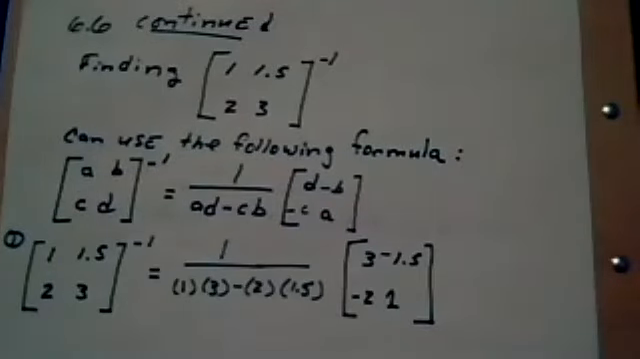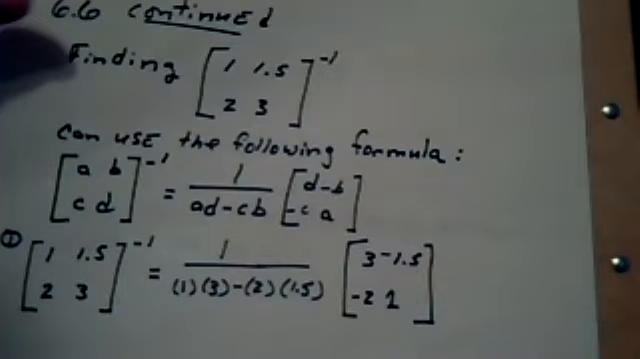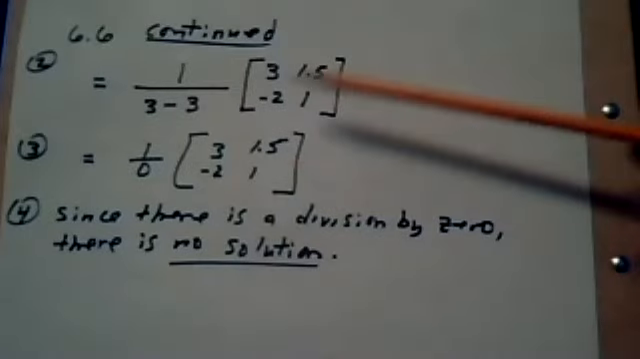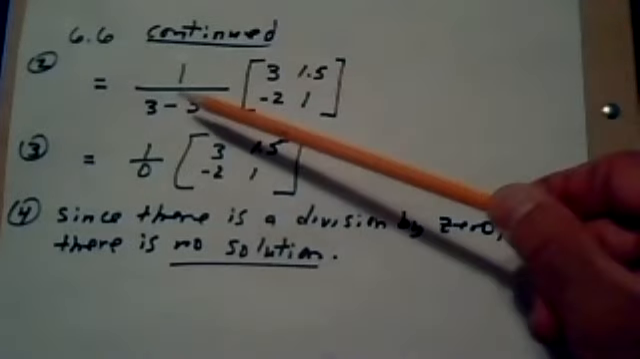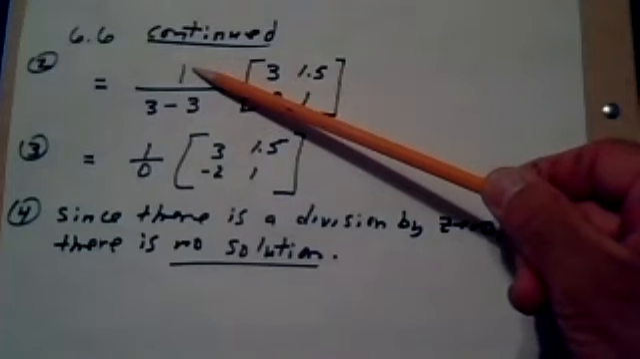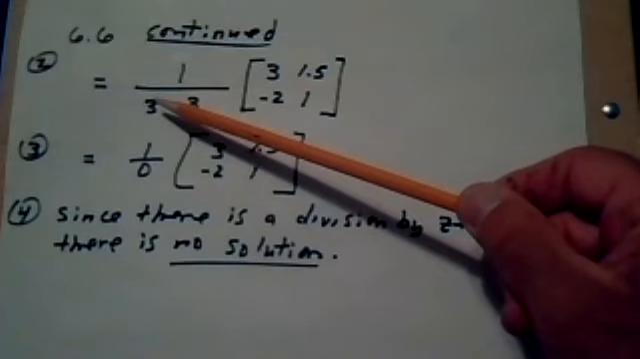Now you simplify, you do the multiplications. So notice right here in this case, you always have a 1 here. It's always 1 divided by these numbers. The way the formula says it's always a 1. In this case, we have a 3 minus 3. That doesn't happen sometimes. It happened this time.